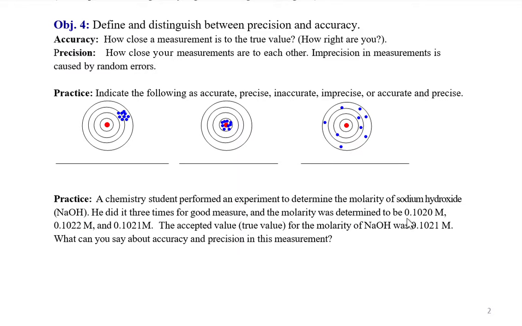And the molarity was determined to be 0.1020 molar, 0.1022 molar, and 0.1021 molar. Well, if the accepted true value was 0.1021, this is a pretty accurate determination. He's just 1 beneath it and 1 over it, and that one's spot on. As a matter of fact, if you averaged all those together, you would come up with the true value. So this student has actually performed a titration that was both precise and accurate.